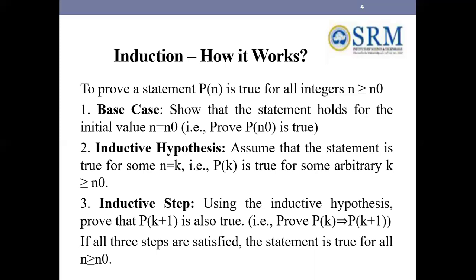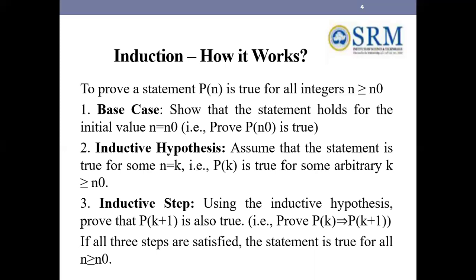We know the base case P of n naught is true, and our assumption is P of k is true. And now in the induction method, we are going to prove that P of k plus 1 is true. That is our target. We have to prove the algorithm works correctly for P of k plus 1. So we can prove P of k plus 1 using P of k.